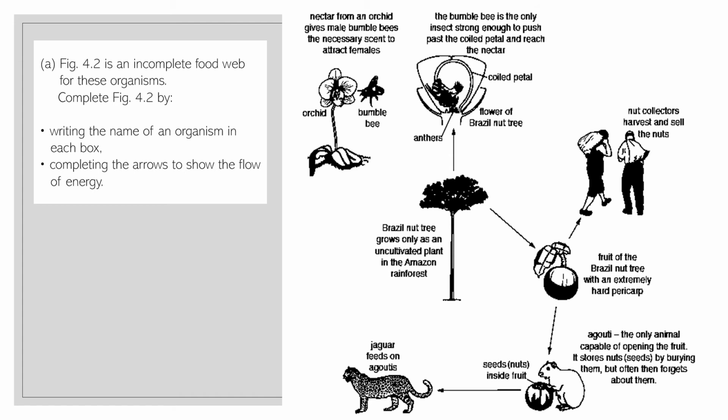The producers are the Brazil nut tree and the orchid. The orchid will be the one providing the scent for the male bumblebee to attract the female bumblebee. These bumblebees are the ones pollinating the Brazil nut tree to form the fruit. While the Brazil nut tree is the one that forms the fruit, and these fruits are collected and harvested by humans, and then the agouti will also collect them for its food and store them underground. But the agouti is a food for the jaguar.